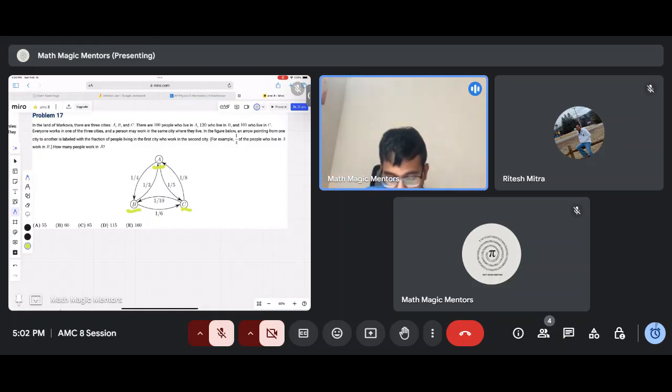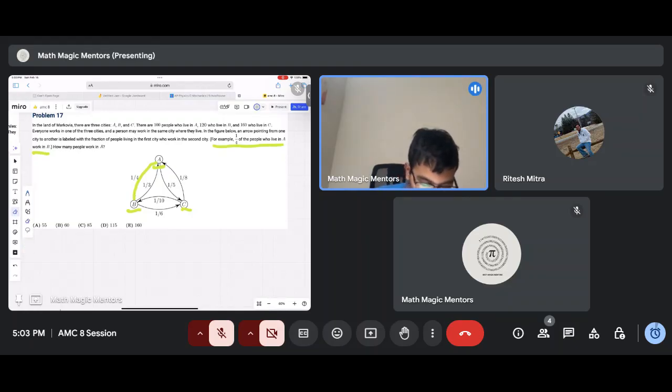It says in the figure below, an arrow pointing from one city to another is labeled with the fraction of people living in this first city who work in the second city. For example, one fourth of the people who live in A work in B. You see this arrow connecting A and B. That means that one fourth of the people who live in A work in B.